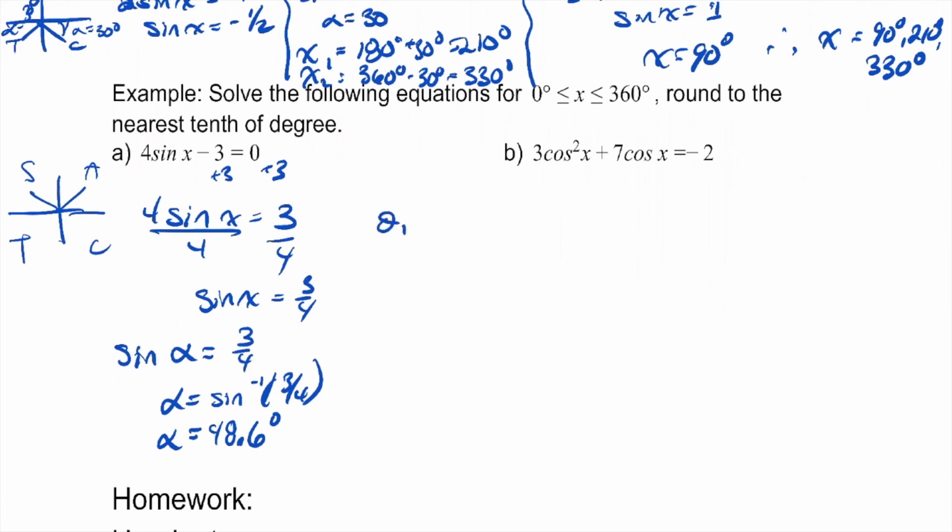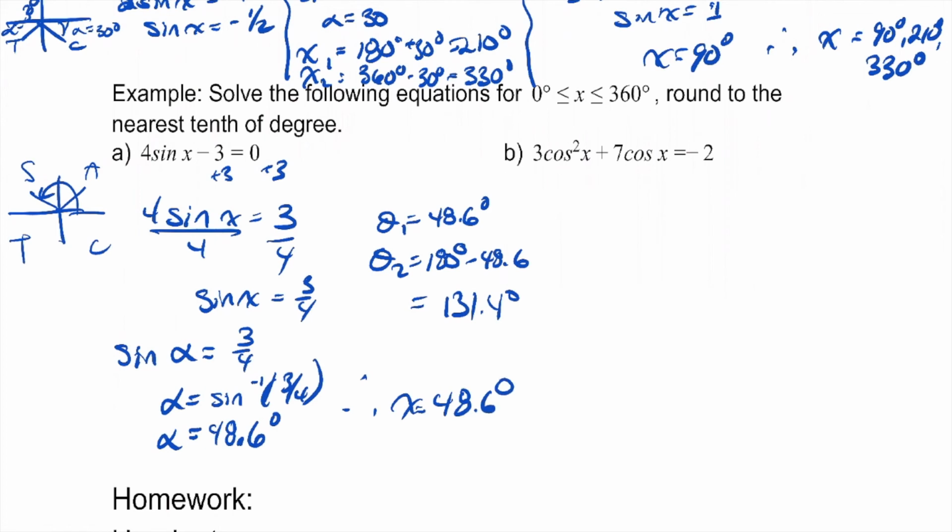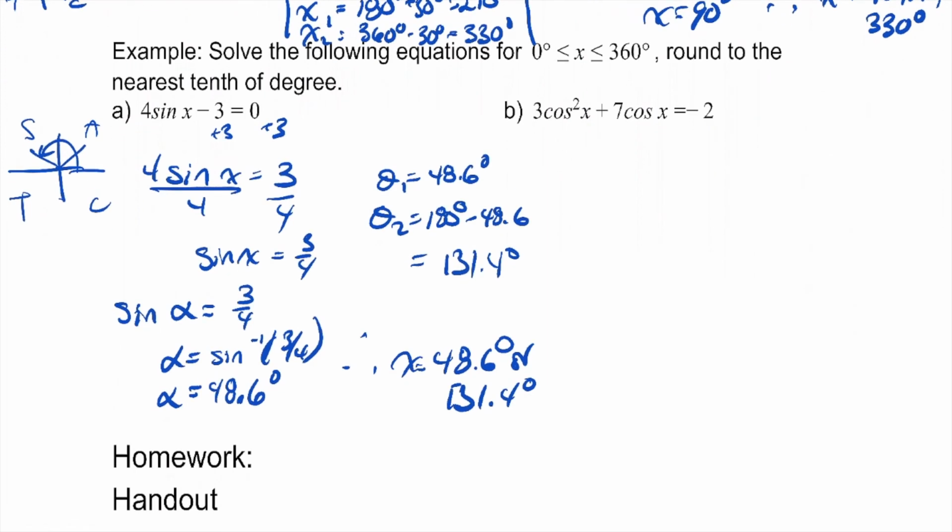So that means theta 1 is just strictly 48.6 degrees. And theta 2 is going to be this one over here, which is 180 degrees minus 48.6, which is 131.4 degrees. So therefore, x, I keep using theta again, but x is 48.6 degrees or 131.4 degrees. Okay, the next one is probably the trickiest one of all because it does require factoring.